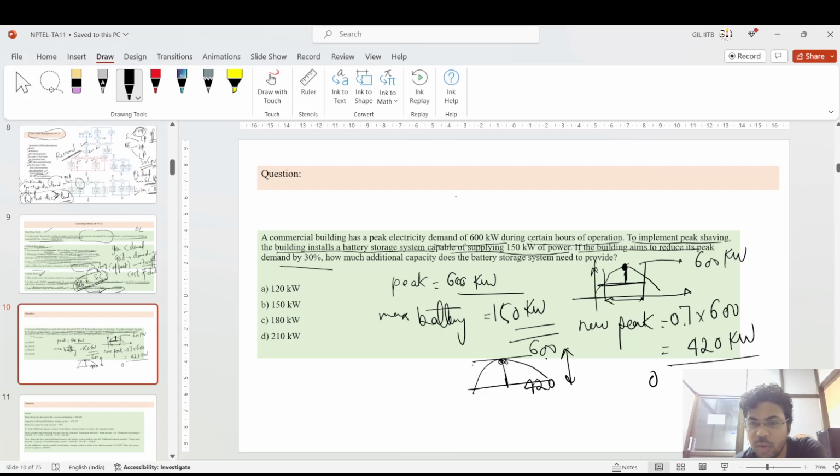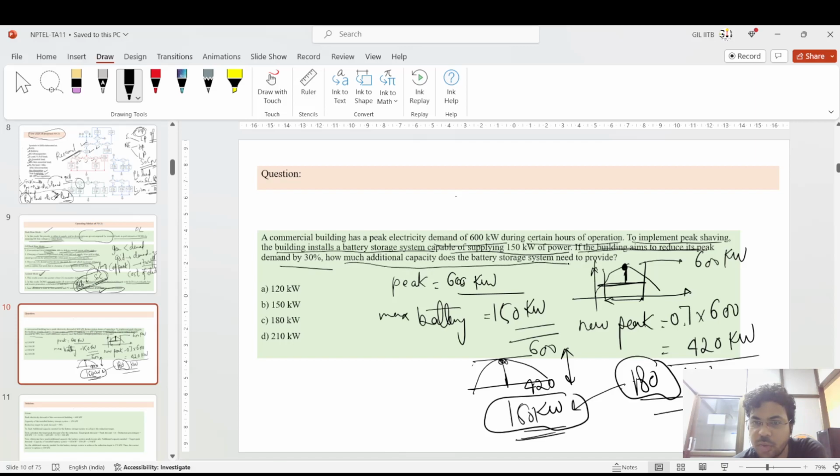How much change has happened? That is 180 kilowatt change, and this 180 has to be supplied from the 150 kilowatt. But if you see, its maximum capacity is 150 kilowatt. So what it is trying to say: if the building aims to reduce its peak, how much additional capacity does the battery storage system need to provide? So 150 was there initially, but 180 is demanded.